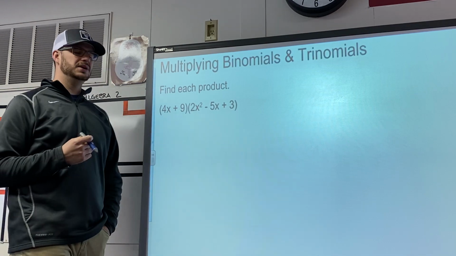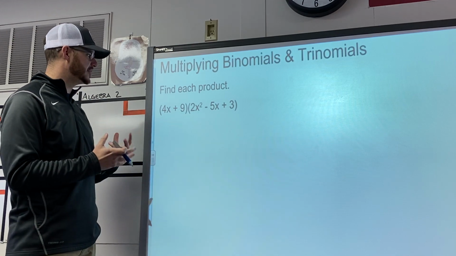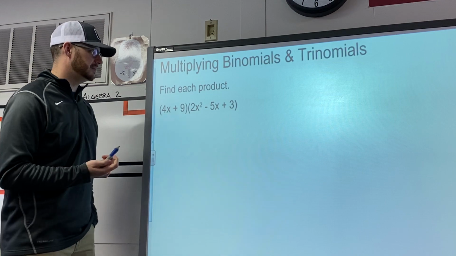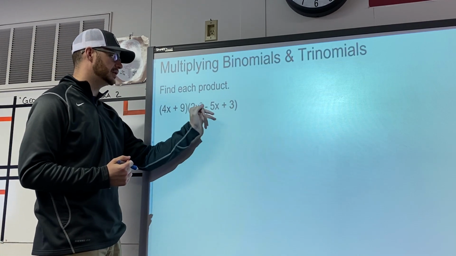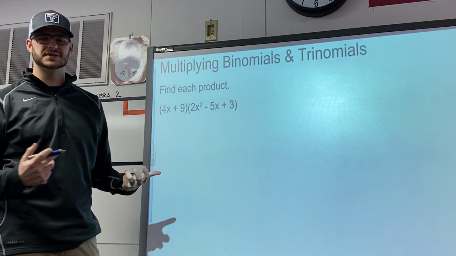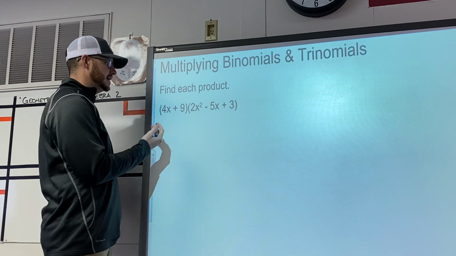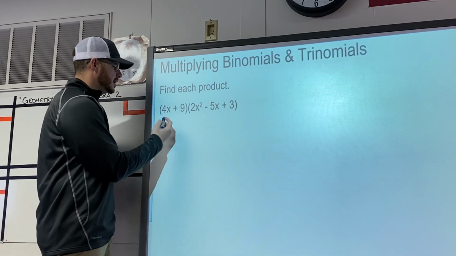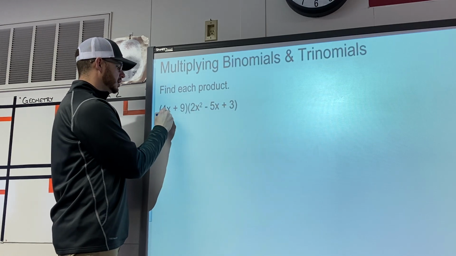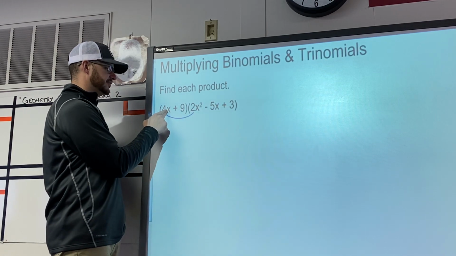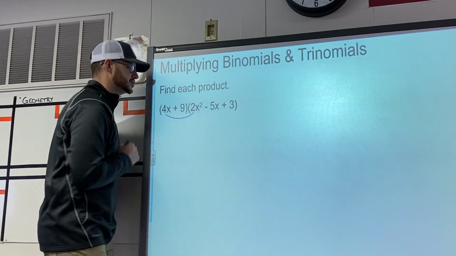Here we're going to be using the same basic method as the FOIL method, but it's a little bit different, because adding in that extra term in our trinomial means we're not using the exact term FOIL anymore. But we're still using that same method of distributing. So in order to multiply a binomial and a trinomial, first we're going to distribute this 4x, the first term, into all of the terms of this trinomial.